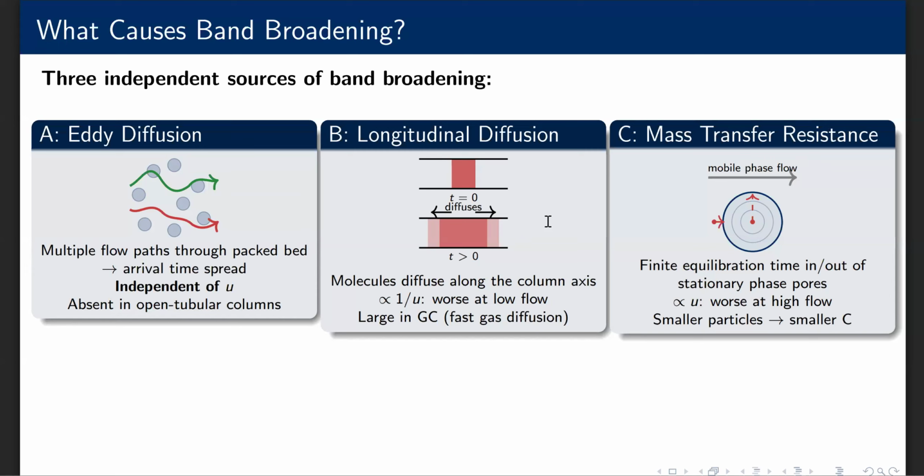The C term, mass transfer resistance, is shown on the right. I've drawn a cross-section of a porous particle. A molecule at the outer surface equilibrates quickly, but a molecule deep inside the pore takes time to diffuse in and out. At high flow rates, the mobile phase sweeps past before equilibrium is reached, causing broadening. Smaller particles reduce the C term because the diffusion paths are short.